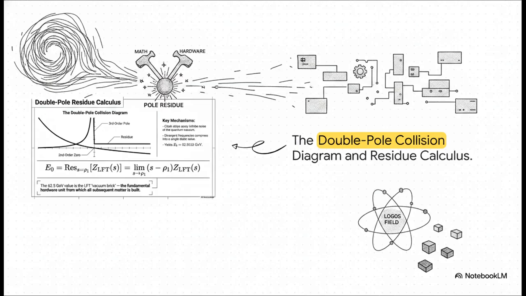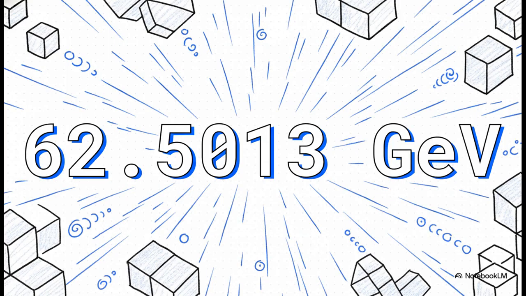This double pole collision completely strips away the infinite noise we just talked about, leaving us with a clean, single, static value known as a pole residue. And that residue gives us an incredibly specific energy density, exactly 62.5013 gigaelectron volts. Under this logic, this specific number is the vacuum brick. It's the ultimate base hardware unit from which all subsequent physical matter is compiled.